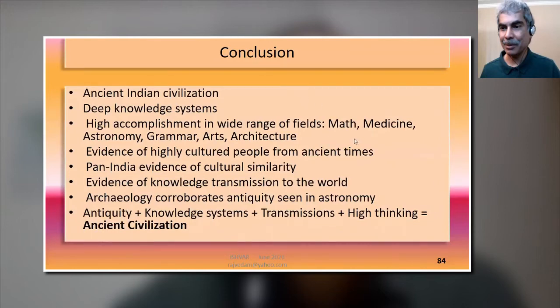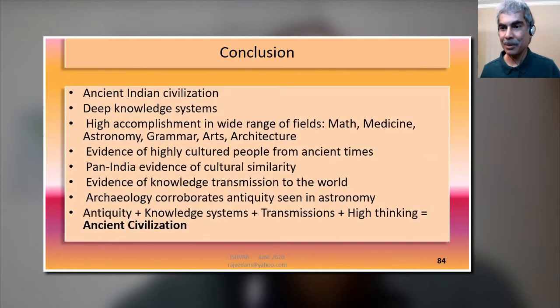We have seen Indians are highly accomplished in a wide variety of fields: math, medicine, astronomy, grammar, arts, architecture. I've not shown you this, but I would like to call your attention to the Shanti mantras in the Rig Veda. Shanti mantras are not saying, God, make me rich, kill my enemies, let only I prosper, and other such things. They are instead saying high thinking, like Sarve Bhavantu Sukhinaha, Sarve Santu Niramaya. They're saying, let the whole world prosper, let everybody be healthy, let everybody be happy.